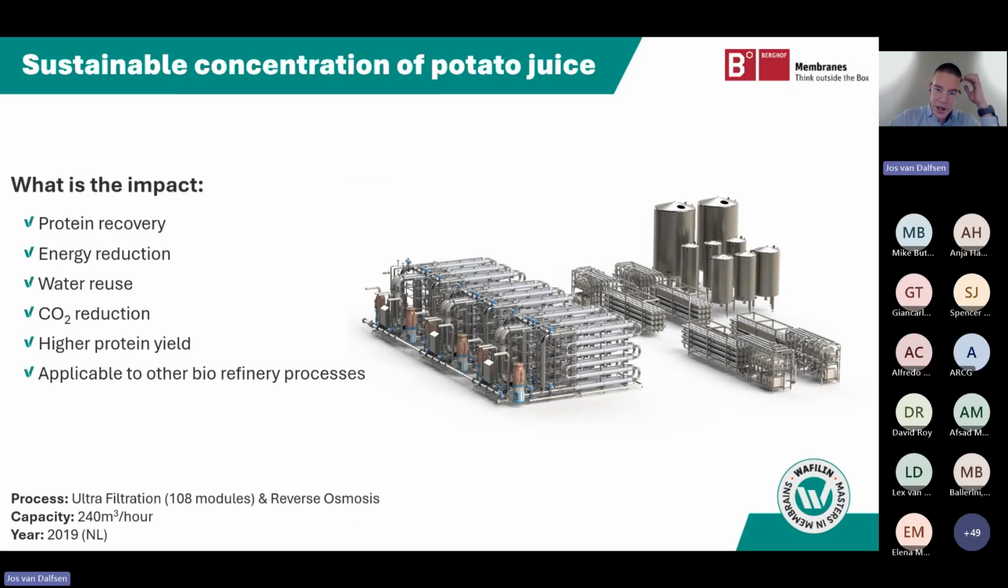So based on these trials and selection of membranes, we came up with a full-scale design. In the end, we delivered a full-scale plant consisting basically of 6 UF skids that you can see on the left side of this image. 5 skids are always in production, and the 6th skid is in standby. So the 5 skids have enough capacity to treat 240 cubes an hour of potato fruit juice, and the 6th skid is in CIP mode or in standby mode.